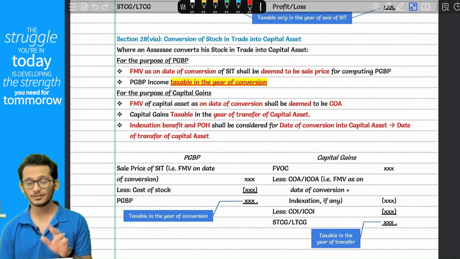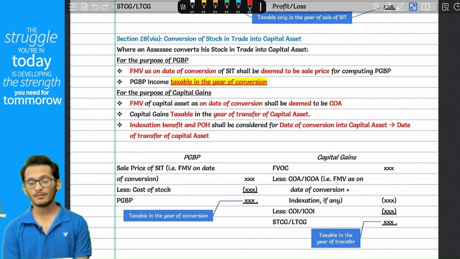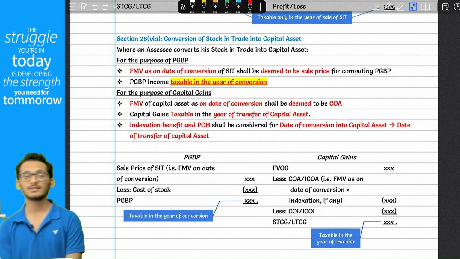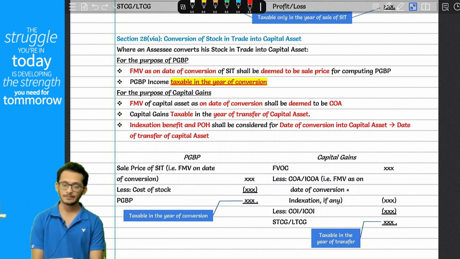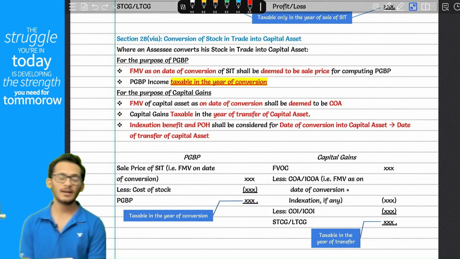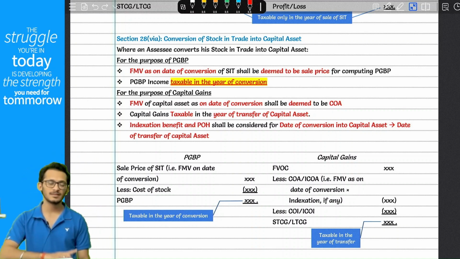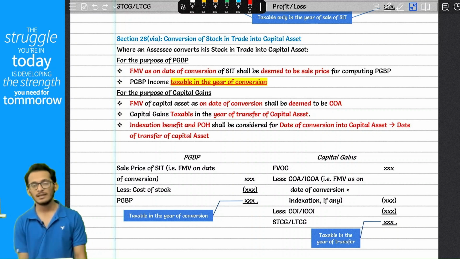Reverse scenario. You are going to convert your stock and trade into capital asset. Notice carefully. Here they are saying if you are converting your stock and trade into capital asset, the first gains will be PGBP gains. The second gains will be a capital gains. In this also, the fair market value on the date of conversion will be used as the full value of consideration for the first scenario and cost of acquisition for the second scenario.